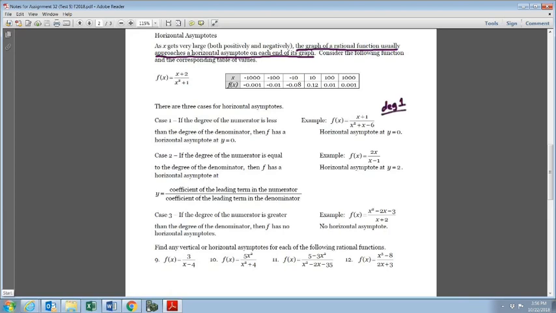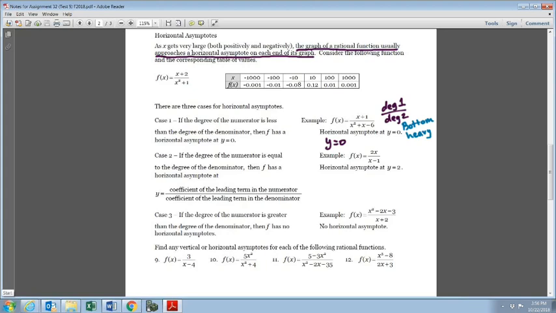The numerator has a degree of 1 because it's x to the first. The denominator has a degree of 2 because x squared is my highest power of x. So you can see that the numerator has the smaller degree. This is what we sometimes refer to as bottom heavy, and in this case we have a horizontal asymptote at y equals 0.